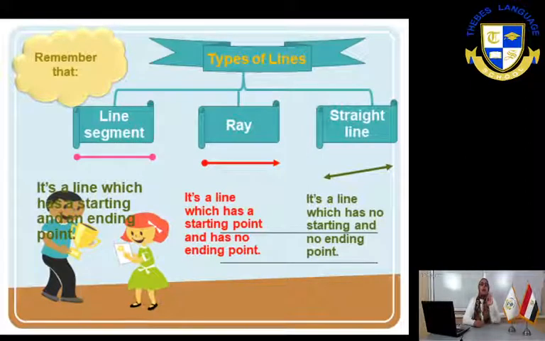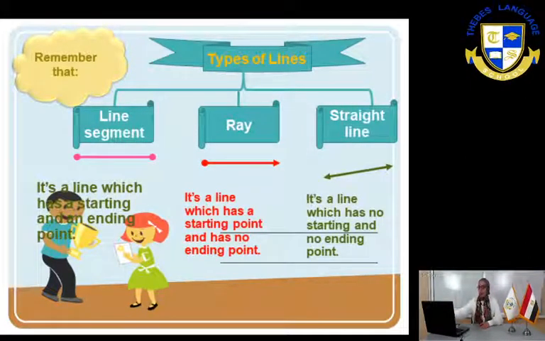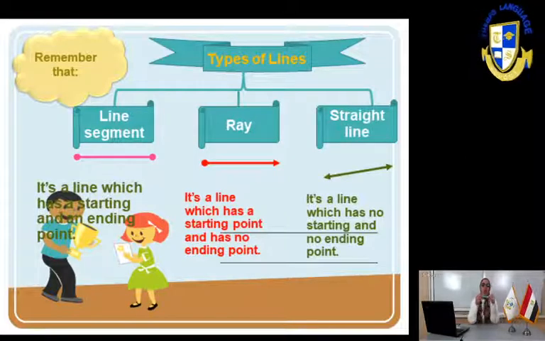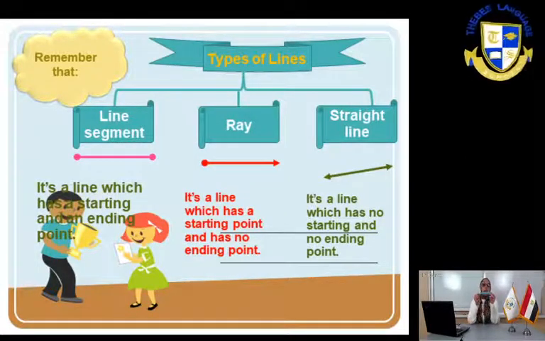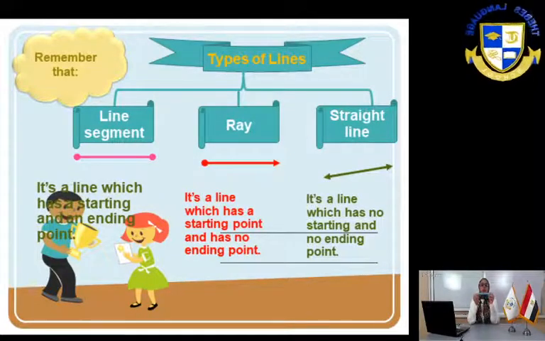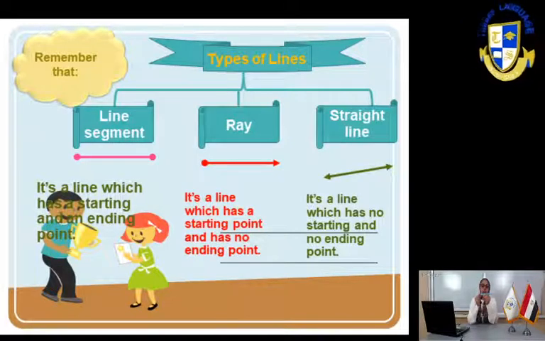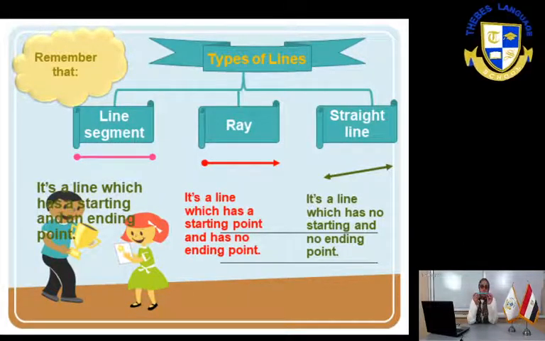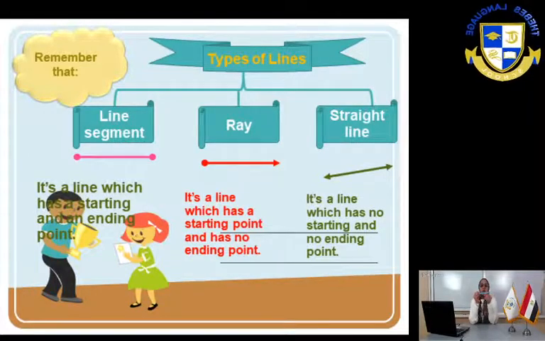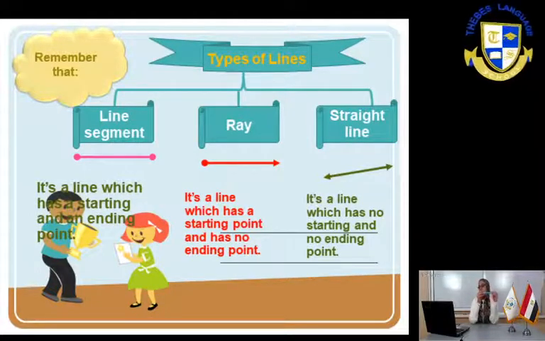We have three types of lines. The first type we call a line segment. The line segment is a line which has a starting point and an ending point. So we can measure it with a ruler because we know where it starts and where it stops. This is the first type of line.